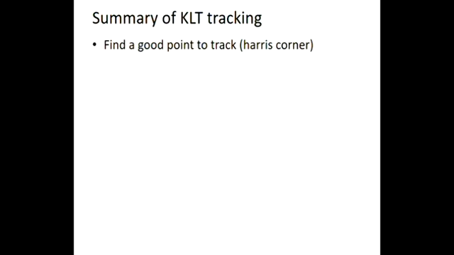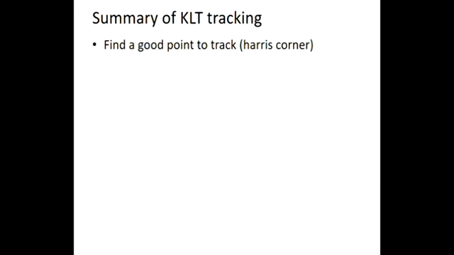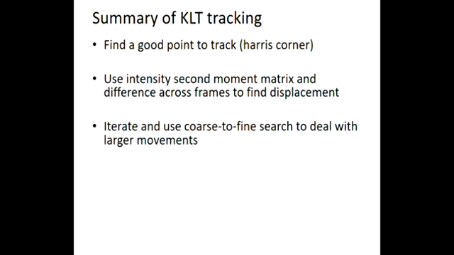Okay, so here's a summary. This is called Kanade-Lucas. The papers were Lucas-Kanade and Shi-Tomasi, but the tracker is called KLT, which is, I guess, Kanade-Lucas-Tomasi. So somehow Shi fell out of it. So you find a good point to track, for example, using the Harris corner detector. Then you use the intensity second moment matrix and the difference across frames to find the displacement. You can iterate and use coarse-to-fine search to deal with larger movements.